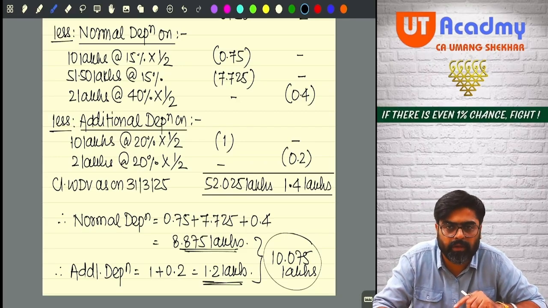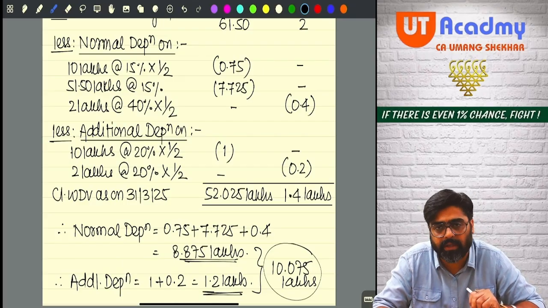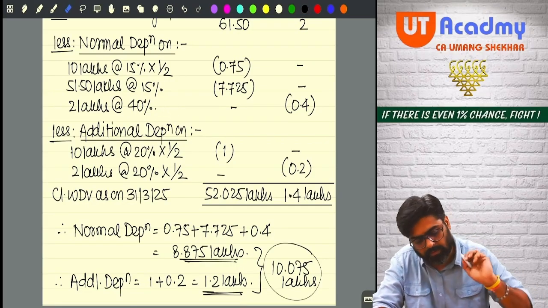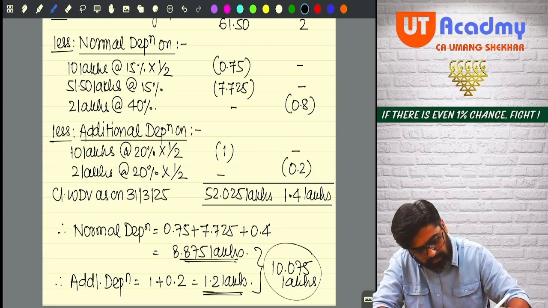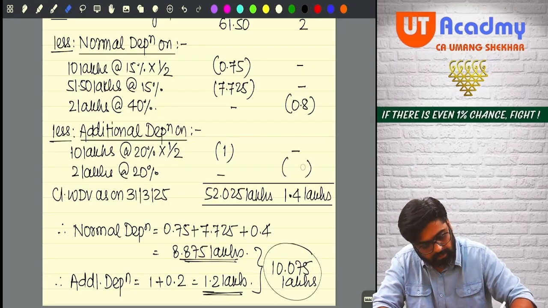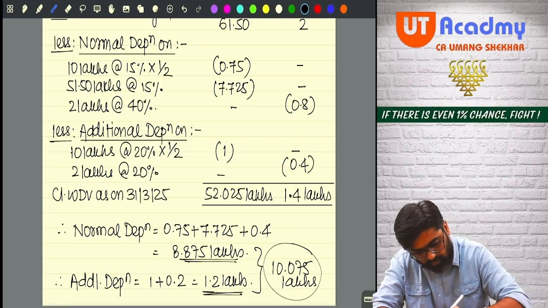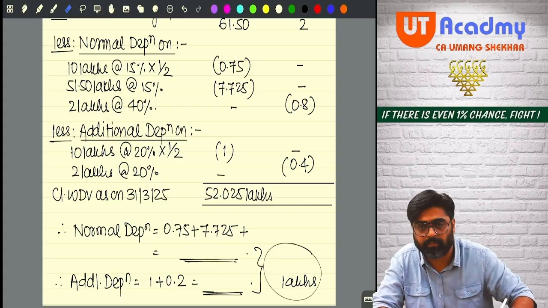Computer is greater than 180 days or what? Computer is greater than 180 days. Yes. My mistake in computer. So computer here I will take only 40%. So this will be 0.8. My mistake happened. This is 0.8. And here also on computer I will take full 20%. So this will become 0.4. So this will also change. This will also change. And this will also change. My mistake, guys. My mistake.